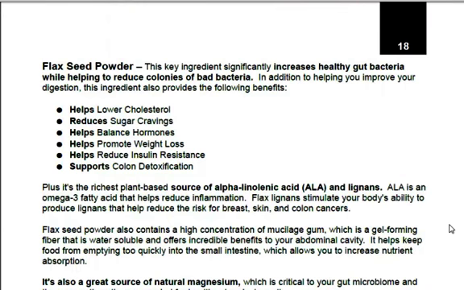I'm a firm believer in flax whole lignans, and flax seed powder does very similar things. It stimulates the body's ability to produce lignans. And the reason why lignans are so important is lignans actually target certain types of cancers: breast cancer, skin cancer, especially melanoma, and colon cancers.